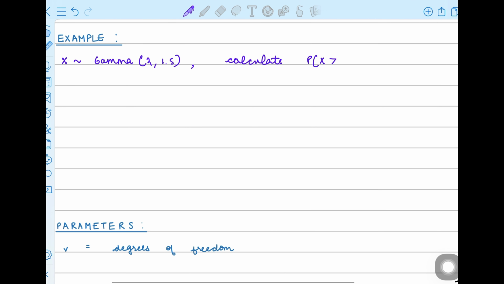For example, x follows gamma 2, 1.5. Calculate the probability that x is greater than 4.